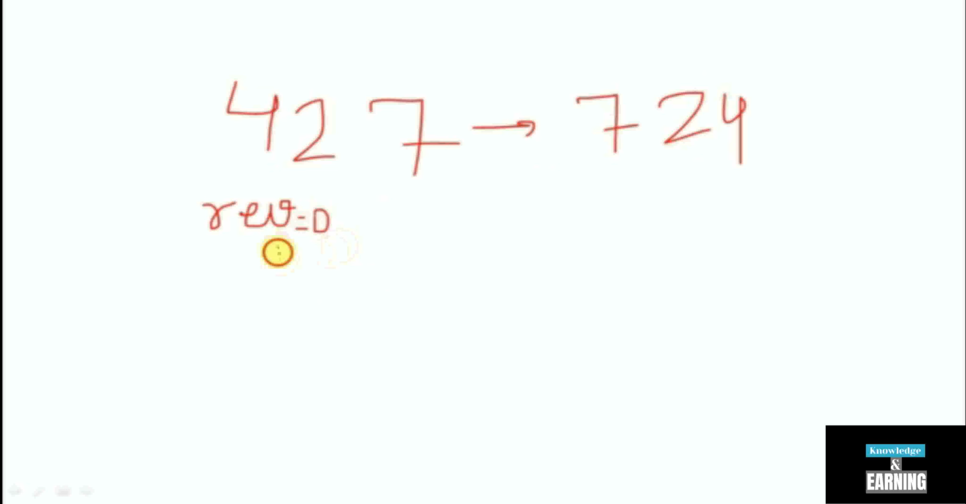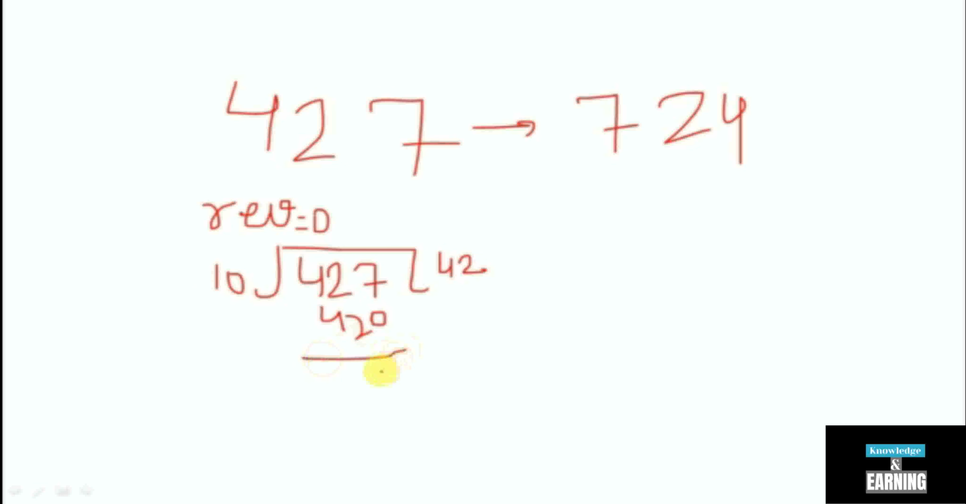And for doing the whole process, it is quite similar to calculating the sum of digits. So we are going to divide the number by 10. So 427 divided by 10 will give us 42, and the remainder will be 7. First of all, whatever is the reverse will be multiplied by 10 and remainder added. So remainder is 7 plus 10.